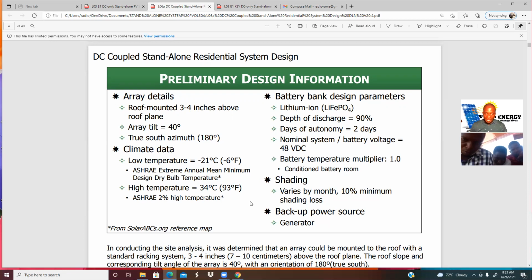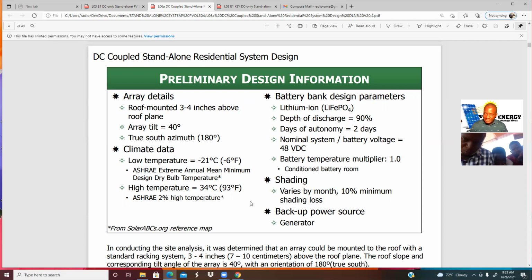Now, I talk about climate and temperature. The temperature here is negative 21 degrees Celsius, which is negative 6 degrees Fahrenheit. The ASHRAE extreme annual mean is the minimum design dry bulb temperature. The high temperature is 34 degrees. All these jargons are going to be explained bit by bit. Don't get confused. Just relax. We're going to go over it bit by bit.